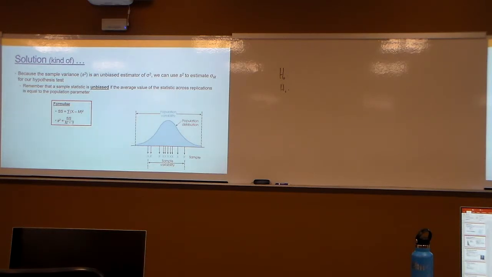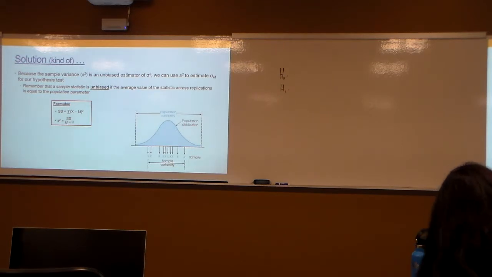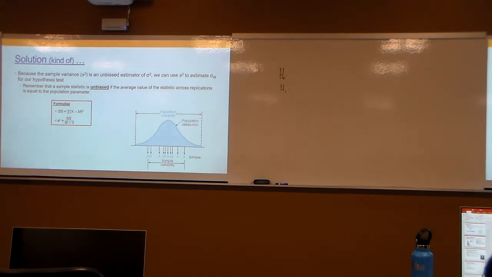So, going back to the beginning, our z-test is fine when we know the population mean and the population variance. We often don't know the population variance, and so then that's kind of a problem. So what we can do is take our sample variance and substitute it for the population variance to calculate our statistics, right? And we could say, well, we know that our sample variance is an unbiased estimator of the population variance, because a sample statistic is unbiased if the average value of our statistic across our replications is equal to the population parameter, right?